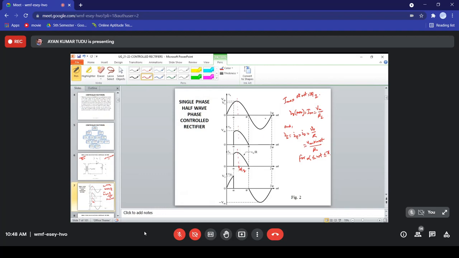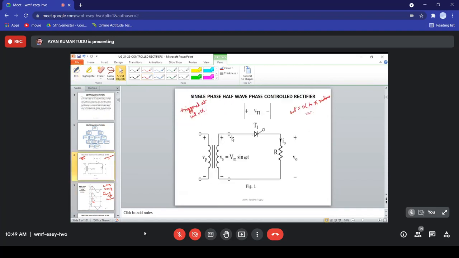Okay. Now, what is happening in the negative half cycle? As you can see, in the negative half cycle of the input supply, when the supply voltage reverses and becomes negative, from omega t equal to pi to 2 pi radians, what is happening? During the negative half cycle, the terminals are reversed. So the anode of the thyristor is at a negative potential with respect to its cathode, and because of that the thyristor is reverse biased, and hence it remains cut off.